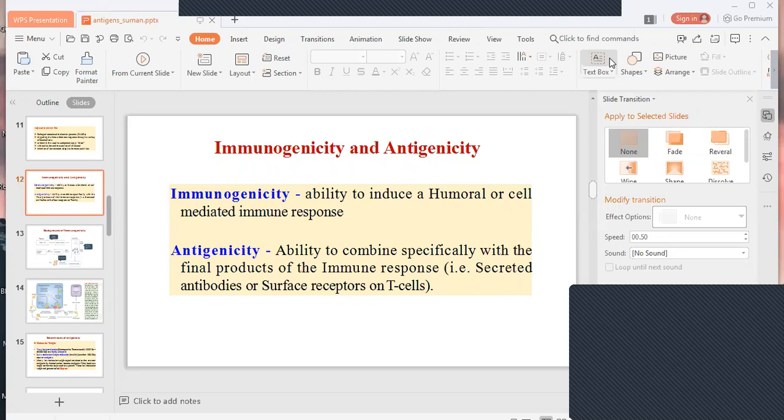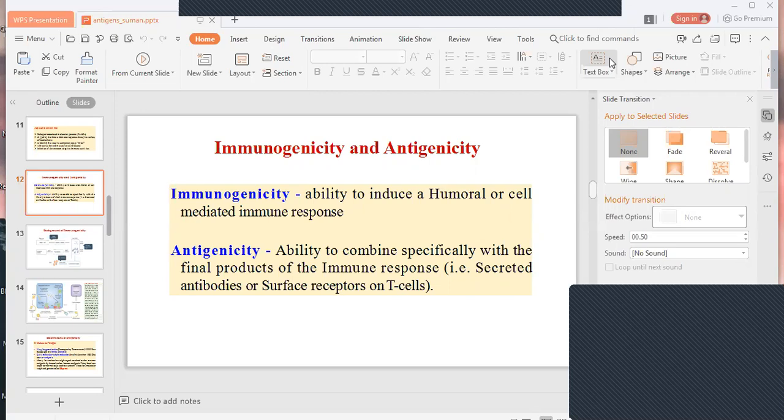One is antigenicity and immunogenicity. Second one is the types of antigens. So first we will start with immunogenicity.